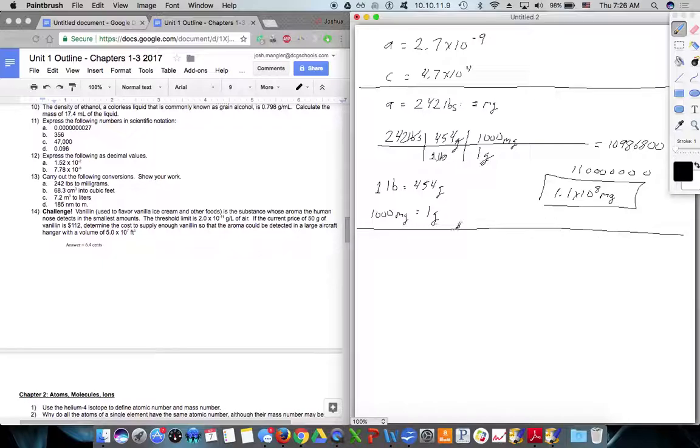Let's try one more. Oh, this is a good one. This is the centimeter cubed. So these are kind of weird. I'll show you how I like to do area or volume measurements and conversions. So this is B, 68.3 centimeters into cubic feet. Start with the centimeters.